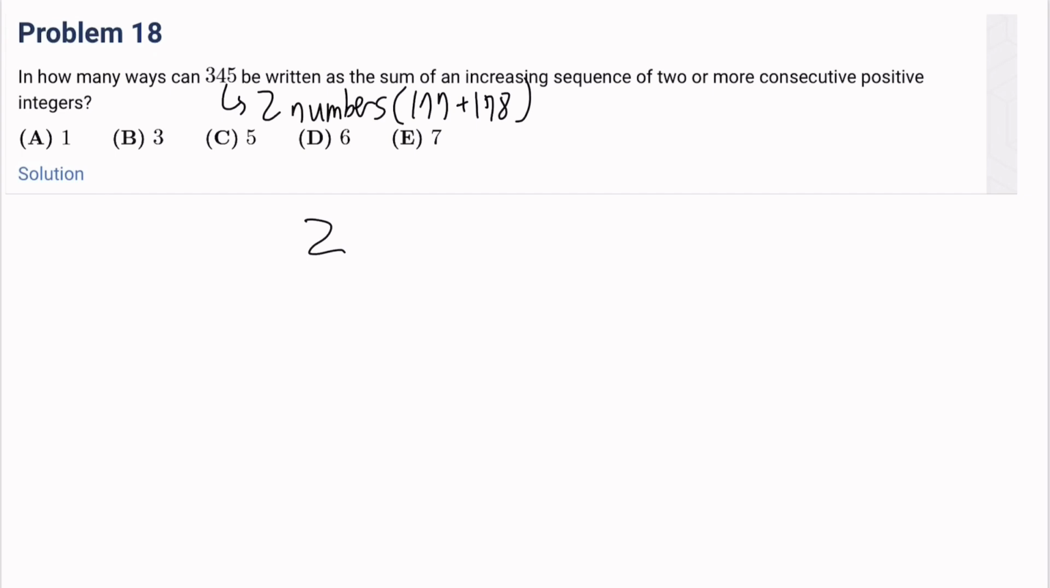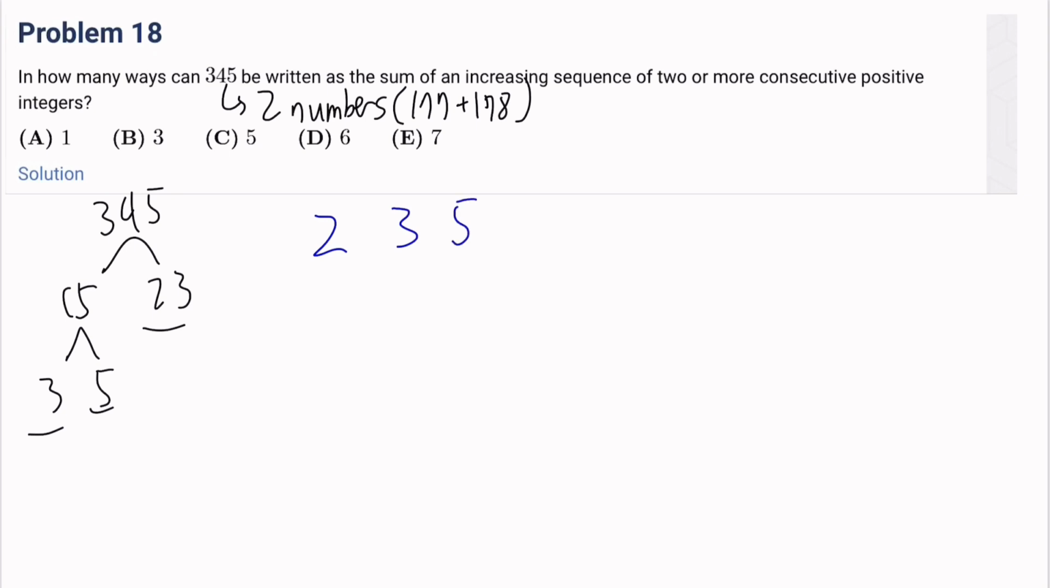And now let's try to divide 345. 345 is divided by 15, and that gives us 23, and 15 is 3 times 5, so the factors of 345 will include 3, 5, and 23, right? And so our factors could be 2 because it can be written as two numbers, and 3 because it can be written as 3 numbers, 5, and the next would be 2 times 3, which is 6, and the next would be 2 times 5, which is 10, and the next is going to be 3 times 5, 15, and the next is going to be 23, and the next will be 30, right?